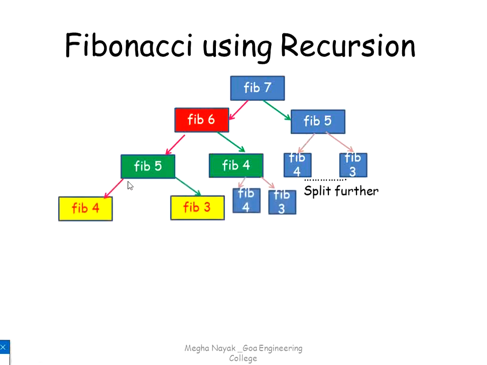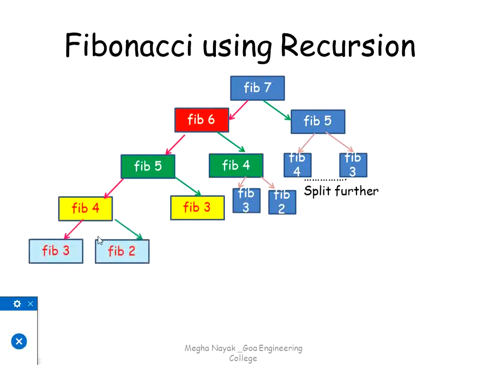Again here, fib of 5 is split to fib of 4 and fib of 3, and fib of 4 is split to fib of 3 and fib of 2. So fib of 4 is split to fib of 3 and fib of 2, and now this fib of 4 is split to fib of 3, fib of 2, and this fib of 3 is split to fib of 2 and fib of 1. This is called a tree, these are called the children, this is called the root.